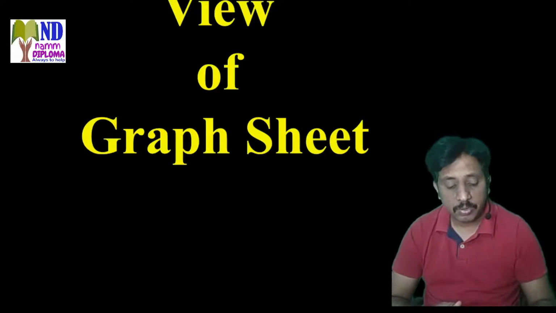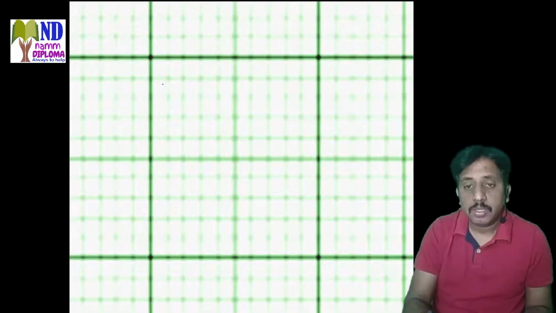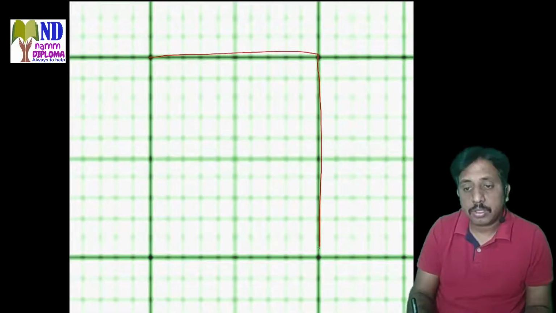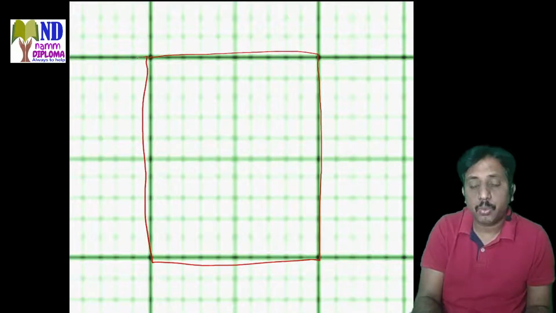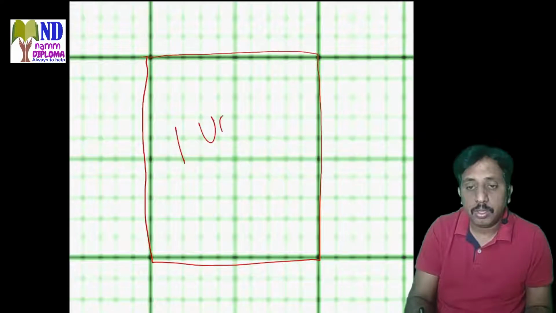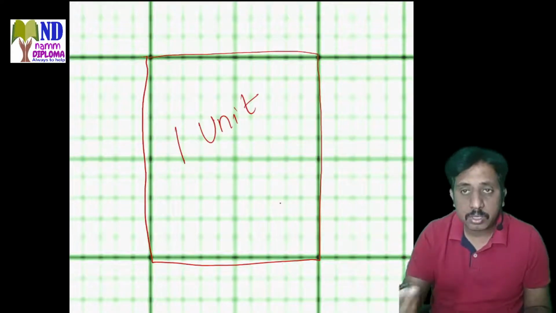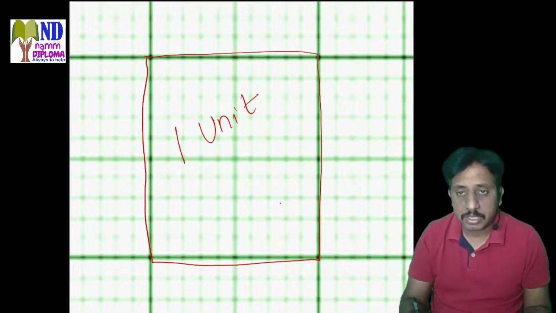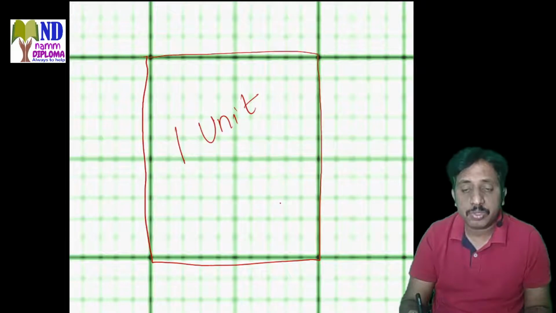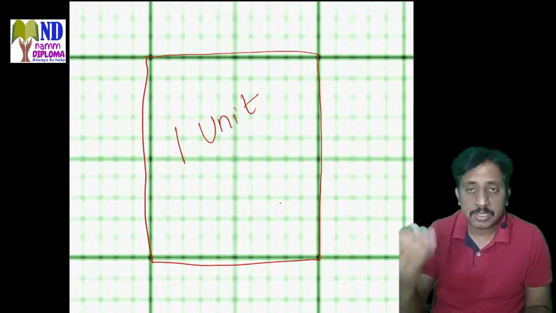So we can see the view of the graph sheet here. This is the view of a graph sheet. This is one unit, this box, this square. What do we call one unit? That is used for particular constraints like voltage, current, power, resistance, etc. What you can use to plot on the vertical axis as well as the horizontal axis.